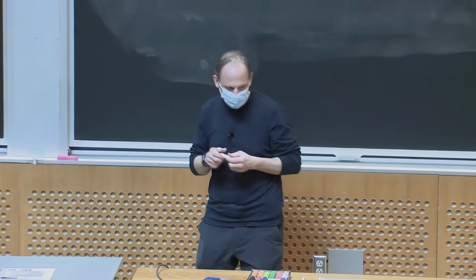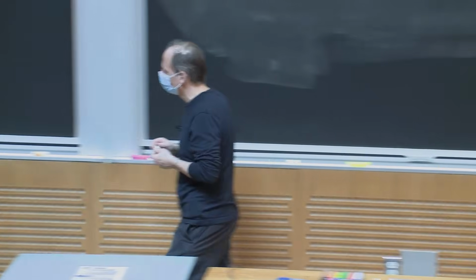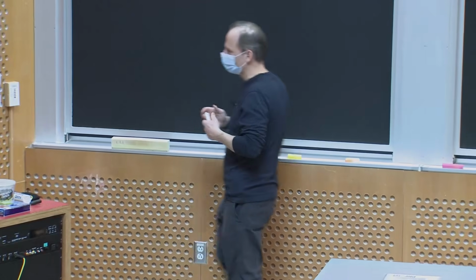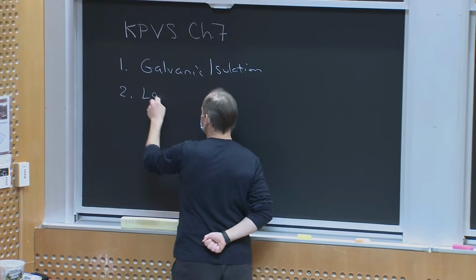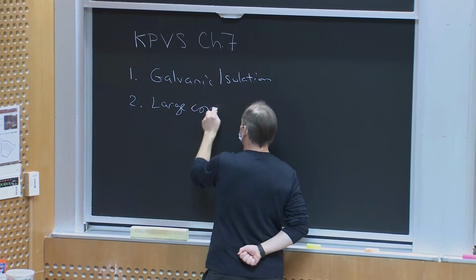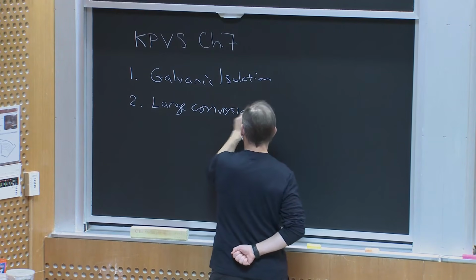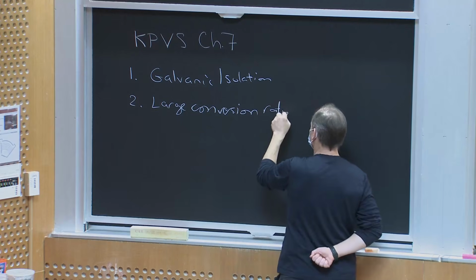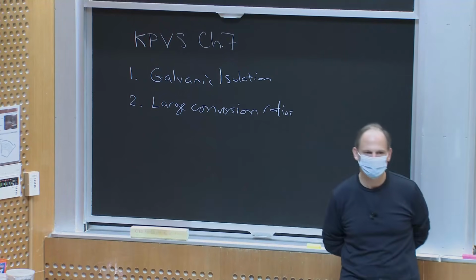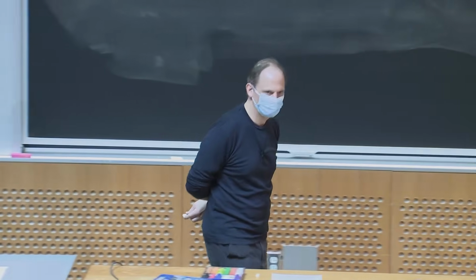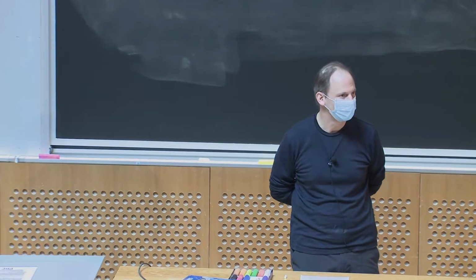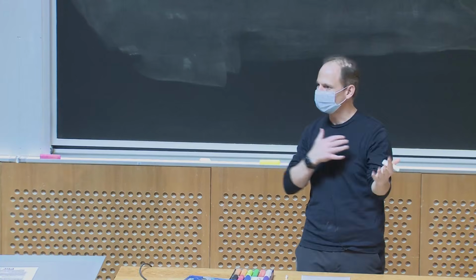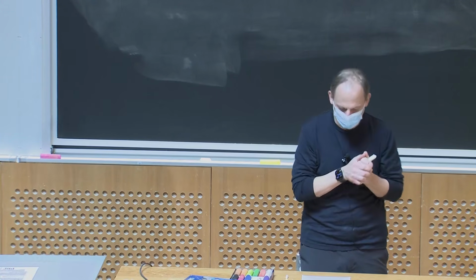Okay, the second reason that we often use transformers, whether or not you have galvanic isolation, is for large conversion ratios. Right? So if I want to step down or up 20 to 1, something like that, yeah, I can do that with a straight up buck converter or something like that, but it turns out we can do a lot better if we have some voltage and current scaling, which we can do with a transformer.